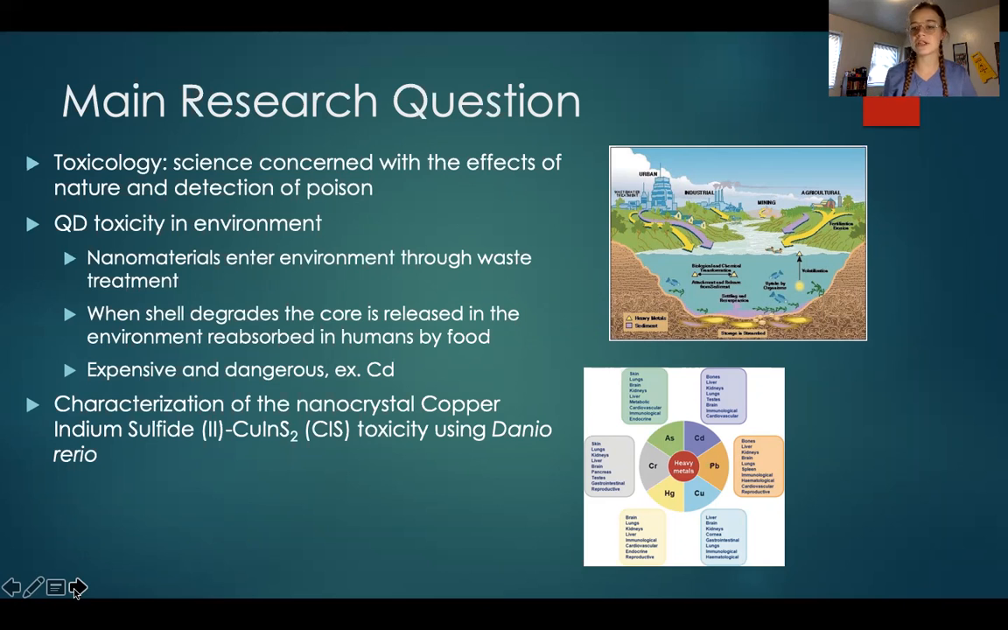One of the biggest contributors is actually cadmium. And cadmium is used in a bunch of nanocrystals. It's pretty versatile, but first off, it's massively expensive. And also it can affect your bones, liver, kidney, lungs, and your brain as well. If you have a lot of exposure to it, it can start to deteriorate them. So basically, my main research question is the characterization of the nanocrystal copper indium sulfide, or CIS, toxicity using Danio rerio, which are zebrafish.